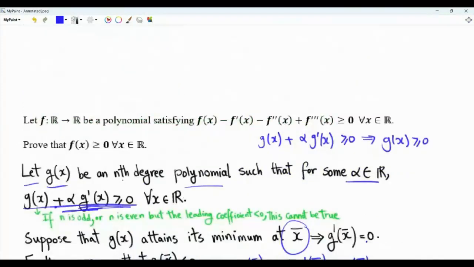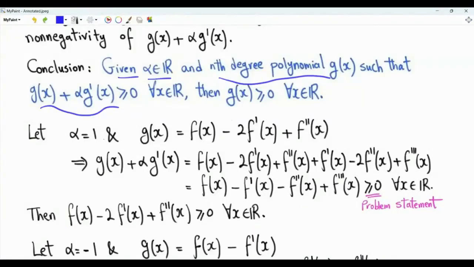Our problem looks a bit different. We have a polynomial and it satisfies this condition, which involves the first, second, and third derivatives. The first step is to set alpha equal to 1 and take g of x as f of x minus 2 f prime of x plus f double prime of x.